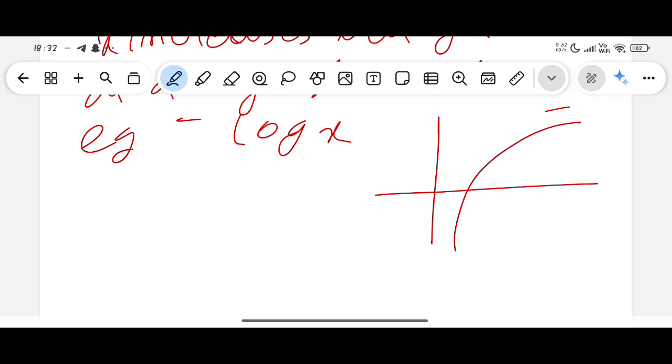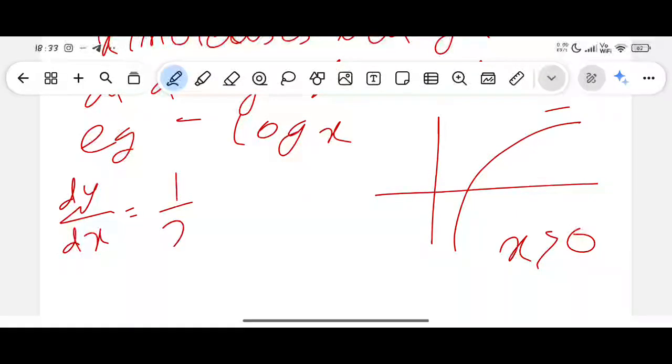Why does this happen? Take dy/dx. Now here x is greater than 0, so x is always positive. dy/dx of this will be 1 by x. Now for x greater than 0, dy/dx will always be greater than 0 for all x.